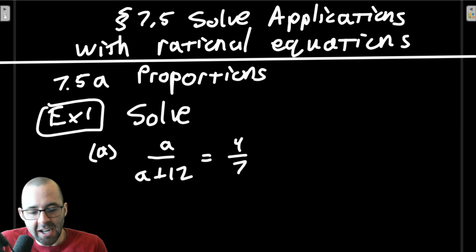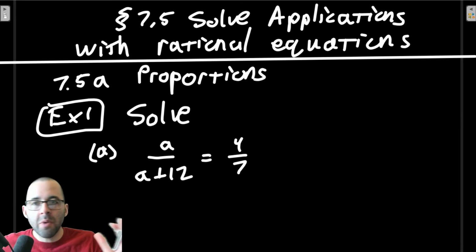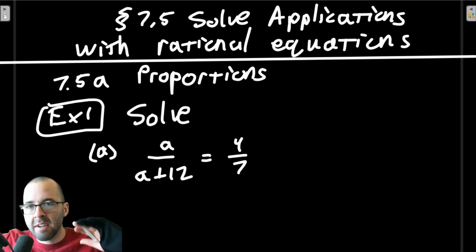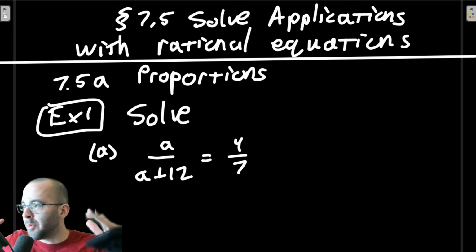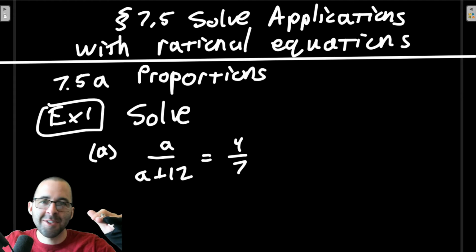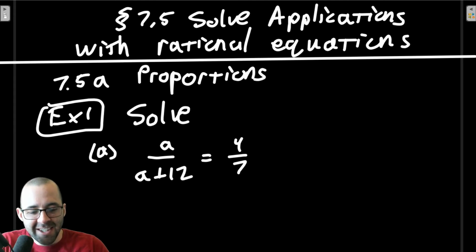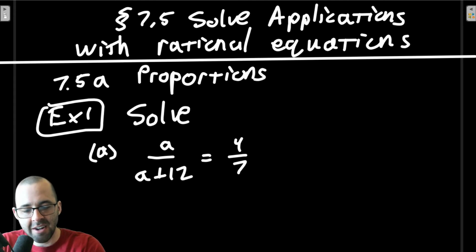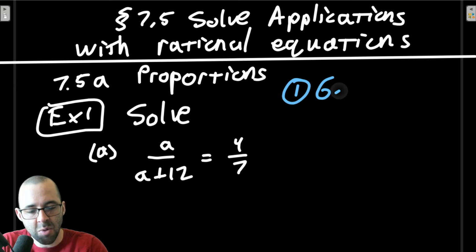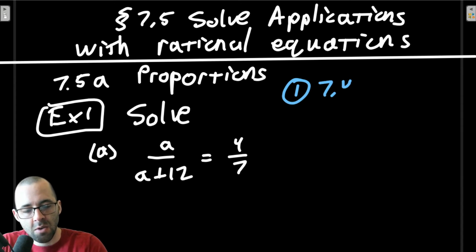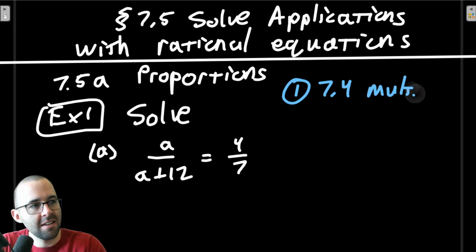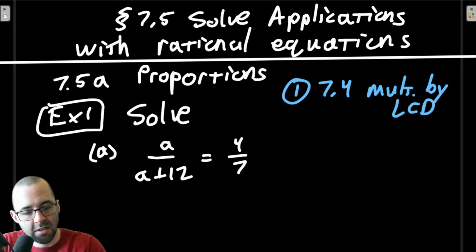Anyway, here we go. So we need to solve this equation. And so this is a rational equation. You can already solve it just like we did yesterday, which should be Thursday for you if you're being a superstar student. Otherwise, it's a few days ago or who knows. So there's 2 ways of solving this. The first way is, again, 7.4, which is multiplying by the LCD. The LCD here is going to be 7 times A plus 12, and that totally works.